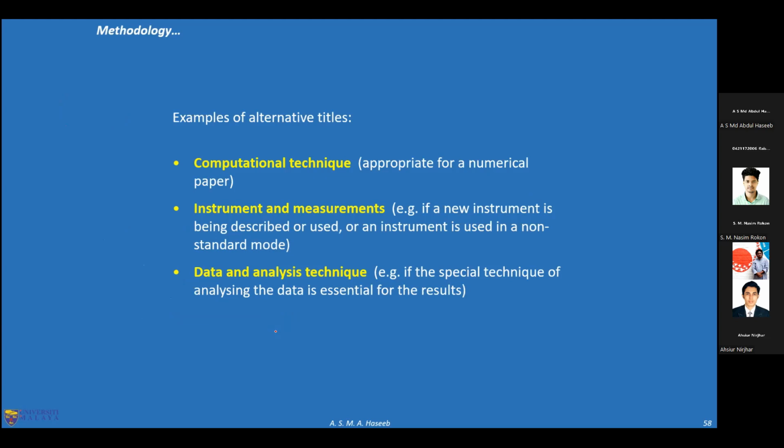This section may have different names depending on the type of your work. If it is a paper based on numerical work only, it could be computational technique, it could be instrument and measure in some cases, or data analysis and technique if it is just analyzing the data. But for experimental papers, normally we write methodology or methods or materials and methods.